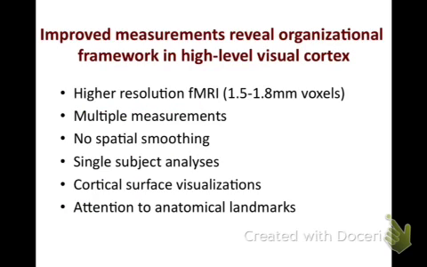And we improve the measurements in several ways. One, we used higher resolution fMRI. Second of all, we used multiple measurements in the same subjects. We didn't spatially smooth our data. We did the analysis on every single subject. And we use cortical surface visualization because it gives us a really nice view of what happens across the brain, and we paid attention to anatomical landmarks.